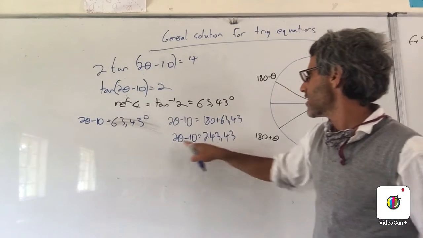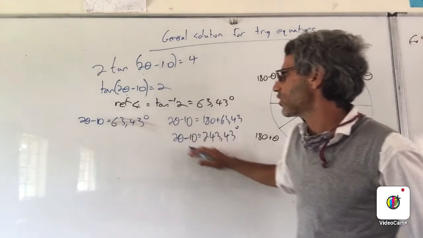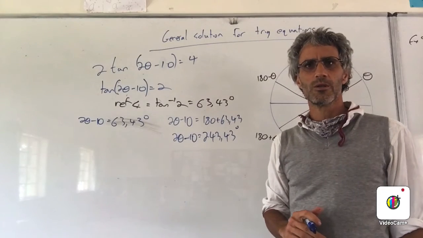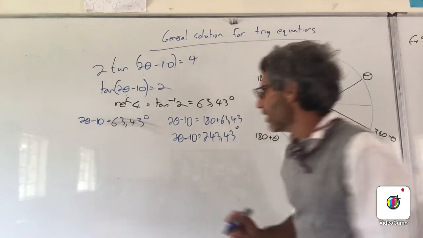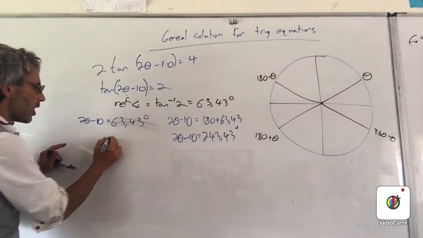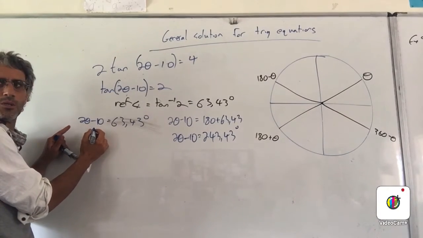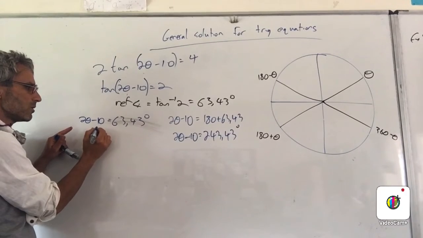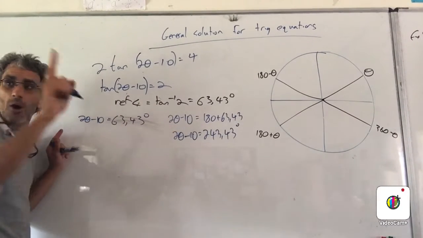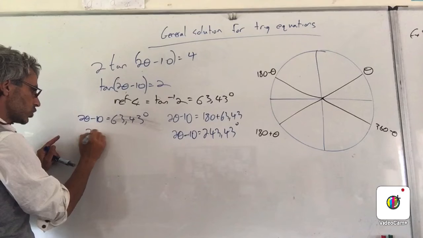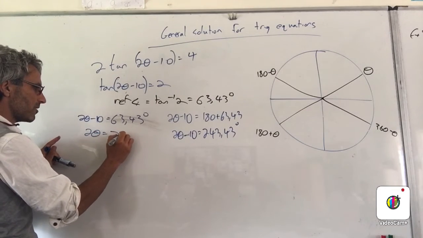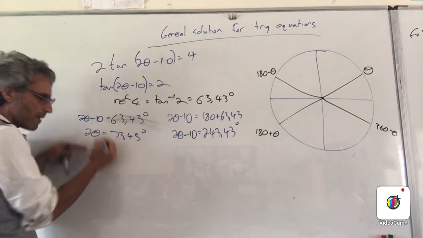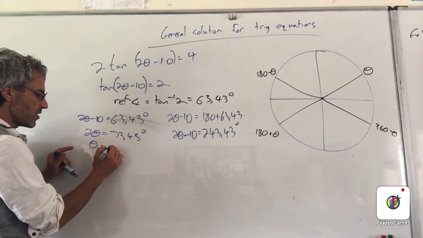These two are going to give birth to all my solutions. Now we solve it like we solve any algebra. What will be the first step? Let's work with this one first. Plus 10. Now I'm adding 10 to both sides. So 2 theta equals 73.43. And now I'm dividing by 2. Theta equals?